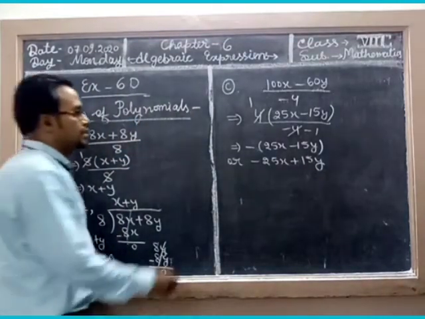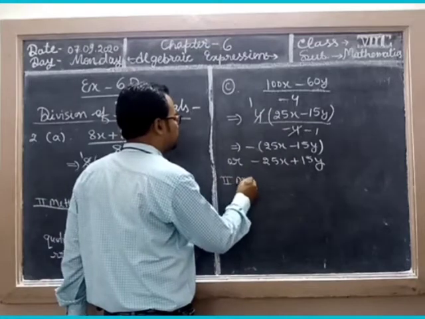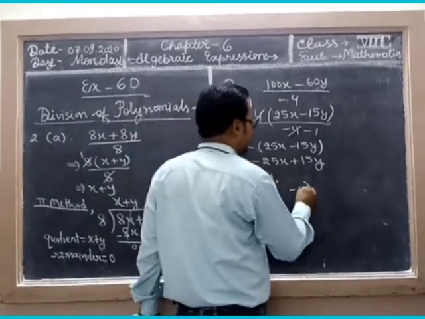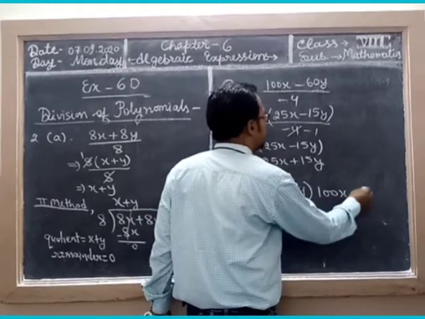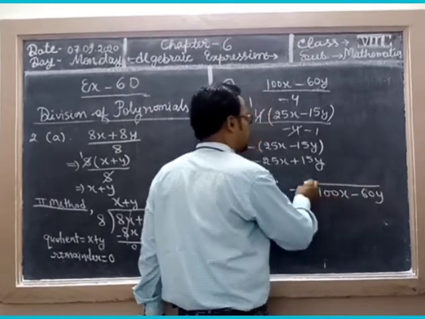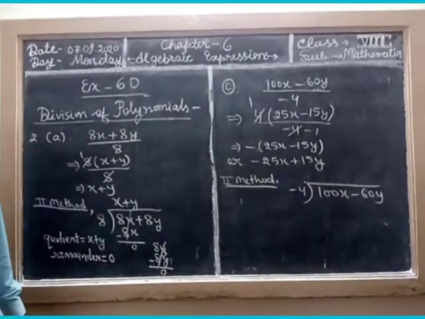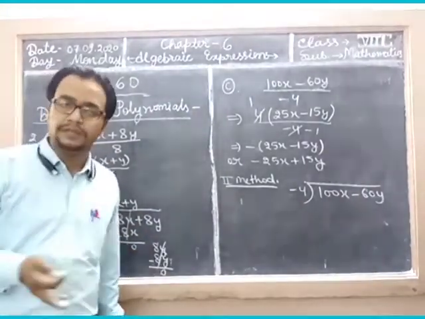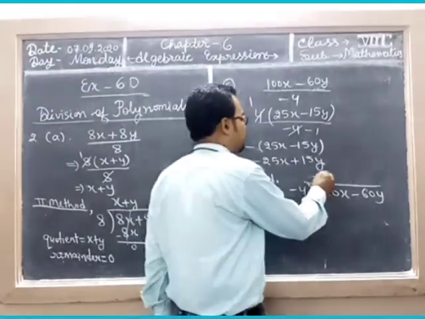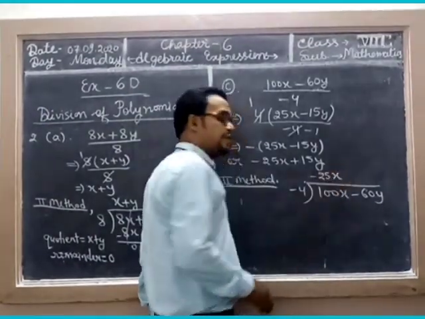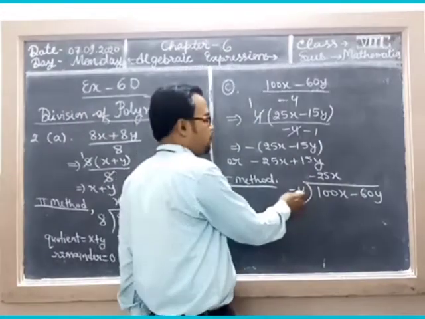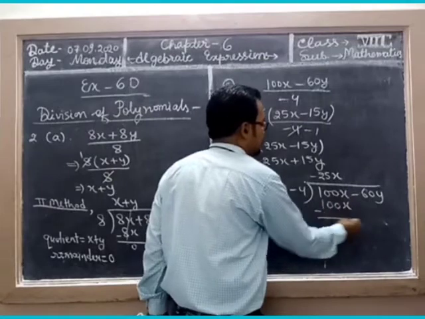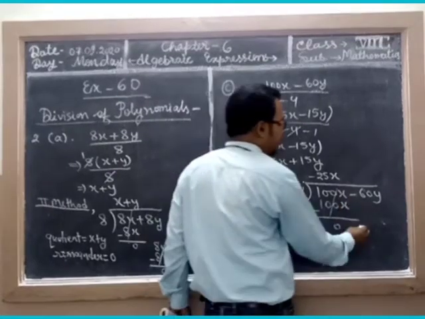Clear? Second method, long division method. Minus 4. Here we have 100x minus 16y. Clear? For getting 100x, we multiply minus 4 with minus 25x. Minus minus plus, and 4 into 25 is 100. So we got 100x. On subtracting, now minus 60y.